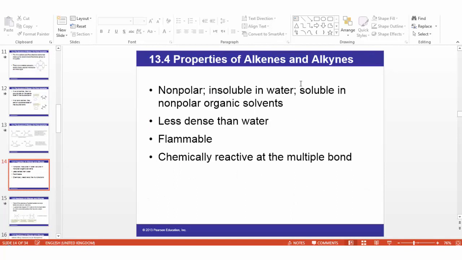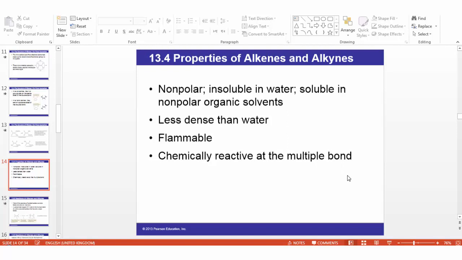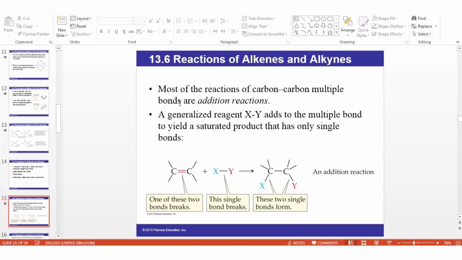Some properties of alkenes and alkynes. Nonpolar, insoluble in water, soluble in nonpolar organic solvents. Know these: less dense than water, flammable, chemically reactive at the multiple bond. Memorize these properties. Now, reactions of alkenes and alkynes.